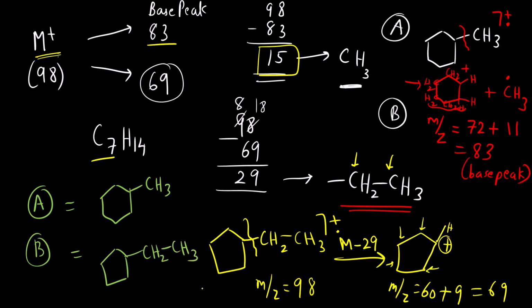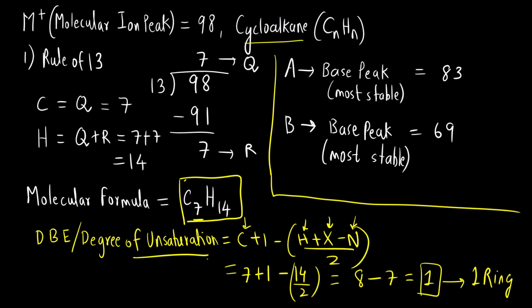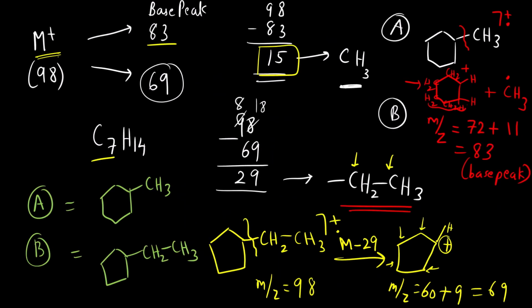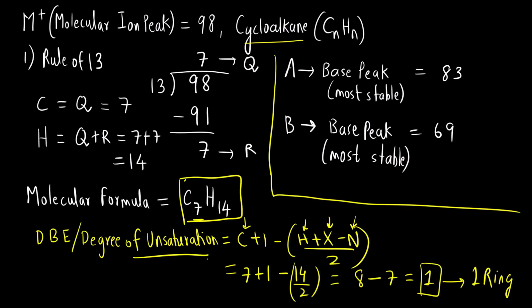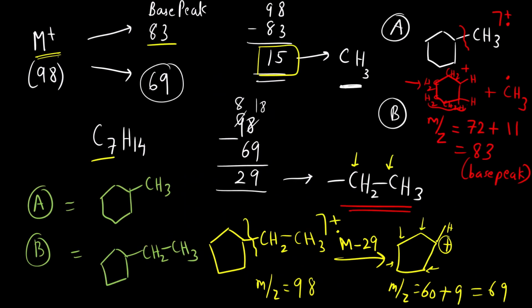I hope you have understood how to apply this rule of 13 to determine the unknown structure. Also we used the formula for degree of unsaturation. I hope you have understood this problem.